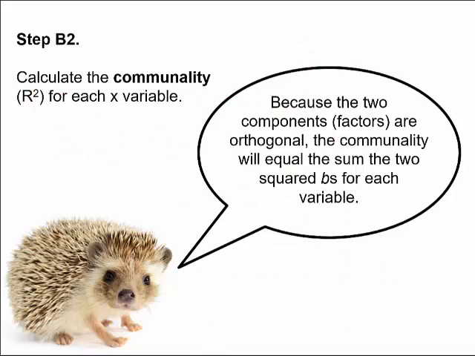And now we're ready for the next step, which is to calculate the communality for each variable. That is, we want to calculate the R squared, the percent of variance explained in each variable when it is predicted by both factor scores, factor score A and factor score B. And as our little critter down here is saying, which I'm not sure what type of critter that is, but the critter is saying because the two components or factors are orthogonal, the communality will simply equal the sum of the two squared betas for each variable.